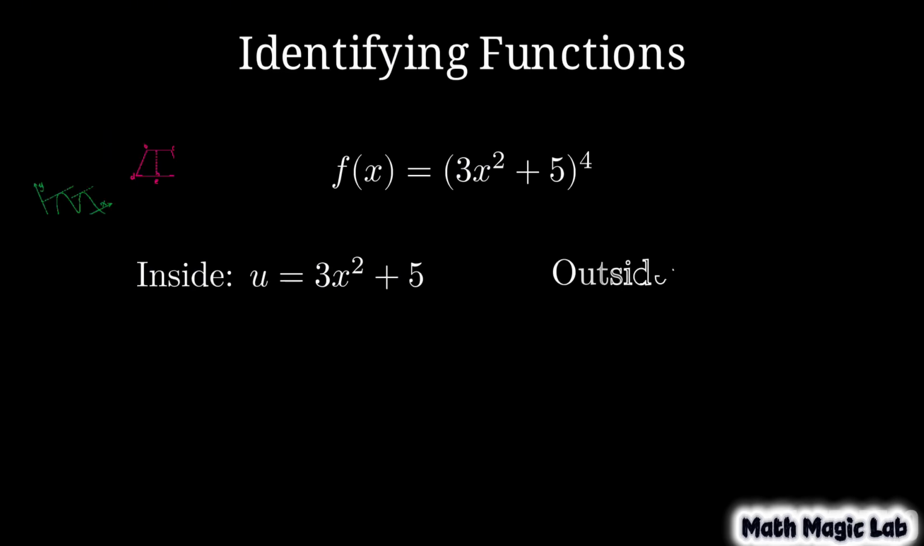Here is the secret. We give our layers names to make them manageable. The inside is our u, which is 3x squared plus 5. That leaves the outside as just y equals u to the power of 4. Think of it as breaking a heavy chain into 2 small links. Once you have these 2 pieces, the rest of the problem is just simple differentiation.